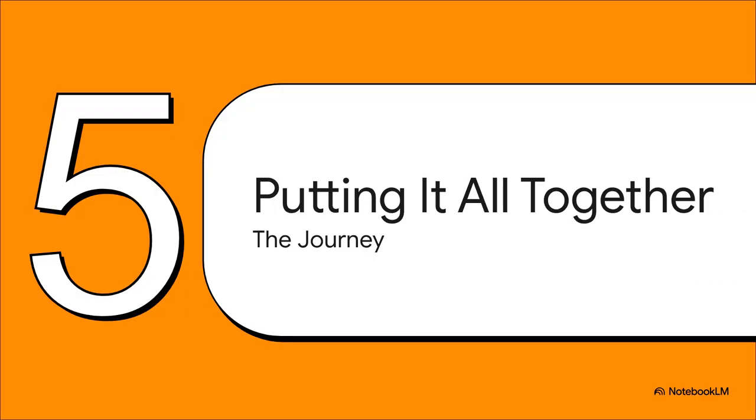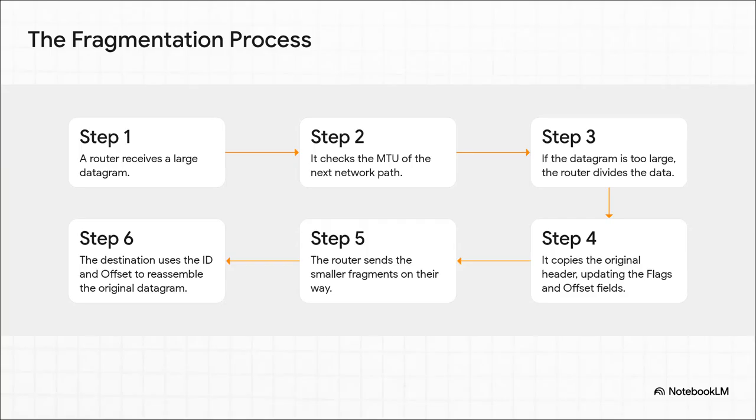All right, let's put it all together now and follow one of these datagrams on its incredible journey, step by step. So here we go. First, a router on the internet gets your big datagram. Immediately, it looks ahead to the next hop on the journey and checks its MTU. It's asking, is the bridge ahead too low for this truck? If the answer is yes, the router gets to work.